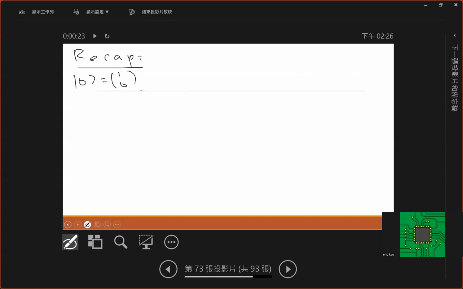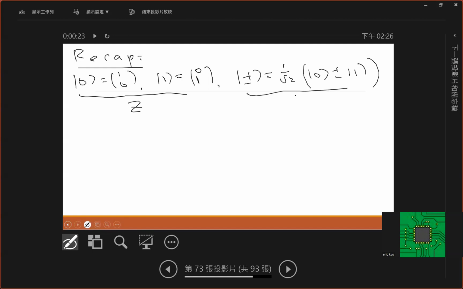So |0> and |1>, this is very simple. Sometimes people will just write plus or minus to be 1 over square root of 2, |0> plus or minus |1>. Okay, so this is just simple. And these are eigenbases of z, and these are eigenbases of x. Sometimes these |0> and |1> are called the computational basis, and these are called the diagonal basis. Okay, good.